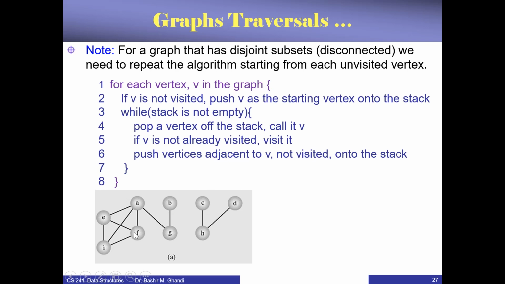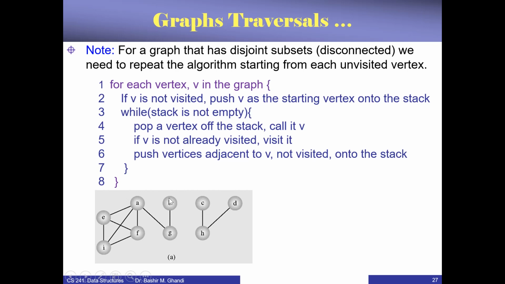So backtrack to F. Again, no other option because we have already visited both A and E. So backtrack to E. No other option. Backtrack to A. No other option. And this time there's another option. Go to G. And then go to B.